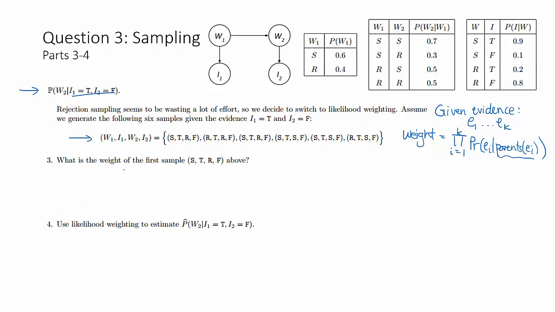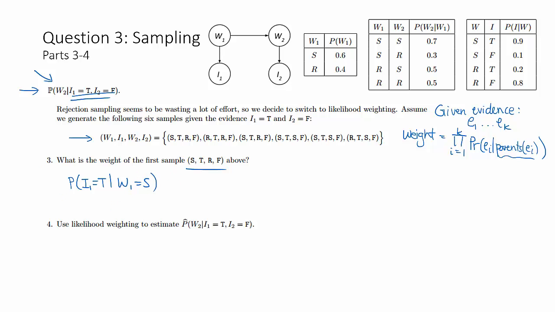So to calculate the weight of the first sample, STRF, we again look at our query here. Our query has 2 evidence variables, I1 equals T and I2 equals F. So we would expect our weight to be a product of 2 different values. The first term is going to look like P of I1 equals T, given that W1 equals S. So where do we get this term from?